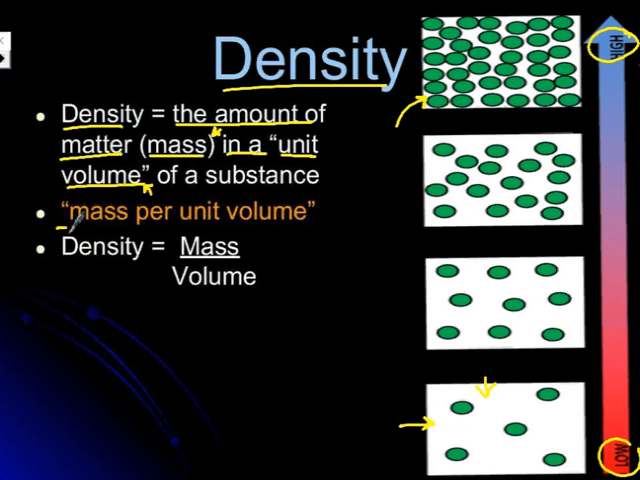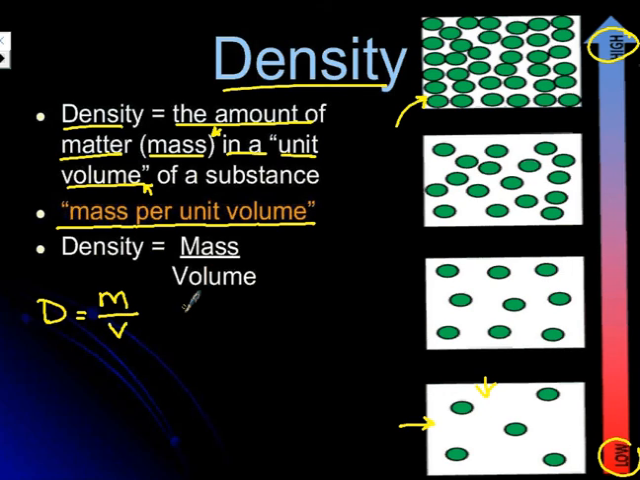When we think about it, if we're going to pare it down to just a few words, density is the mass per unit volume. And we can express density in a formula. So density is mass, how much mass there is in a particular volume. So D equals M over V.